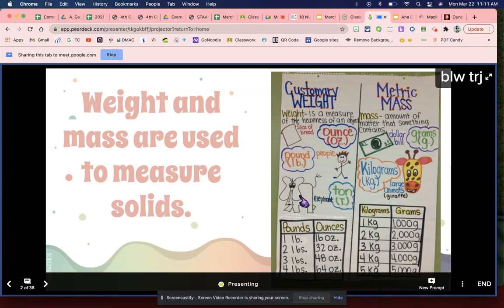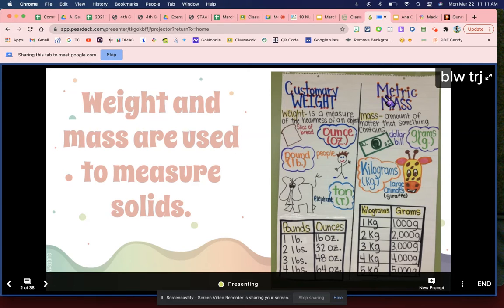An elephant. One elephant would weigh in tons, right? We would weigh him in tons. How do we abbreviate that? Capital T, a big T. 1 pound is the same thing as 16 ounces. So if I have 2 pounds, that would mean that I have 32 ounces.